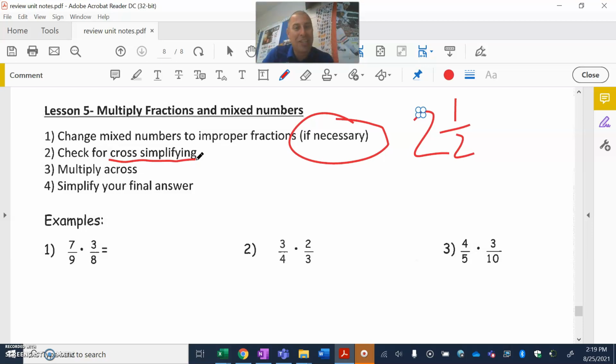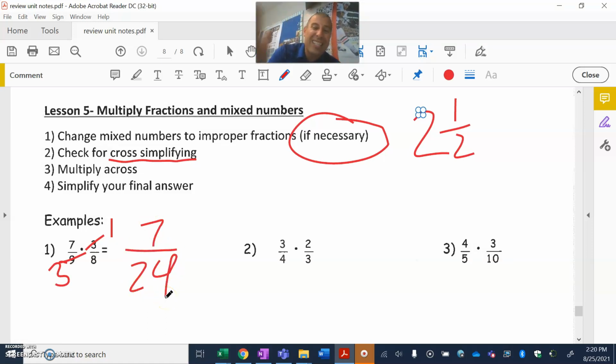So let's look at the other diagonal. Do you see the 3 with the 9? Is there anything you can divide by? Yes, we can divide them both by 3. So we divide by 3, cross them out, and write our new numbers down. 3 divided by 3, that's a 1. 9 divided by 3, that's a 3. Now we can go to step 3 and multiply across. 7 times 1, 7. 3 times 8, 24.